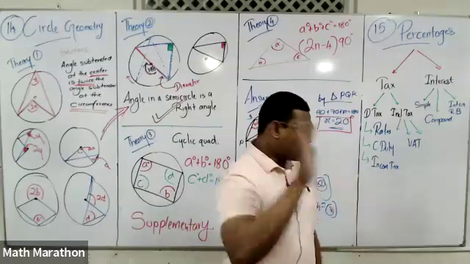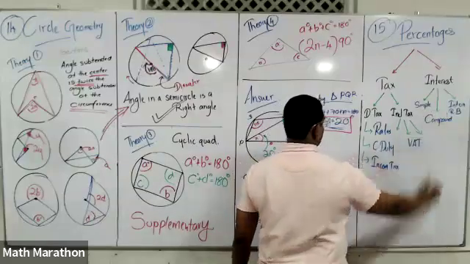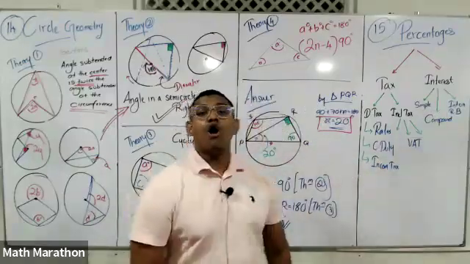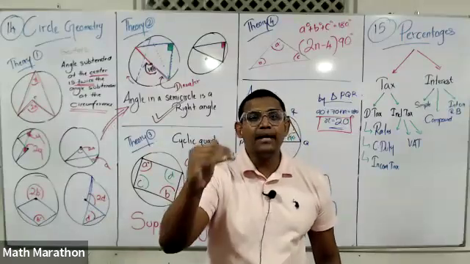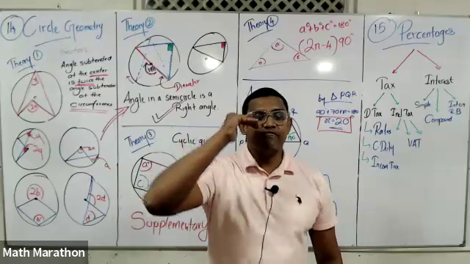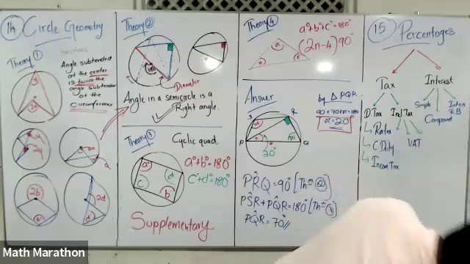Clear? So here, we have how many? 1, 2, 3, 4, 5, 6. 6 types. For all these 6 types, don't memorize separate formulas. It's just one formula for all. Keep that in mind. So what is the formula?